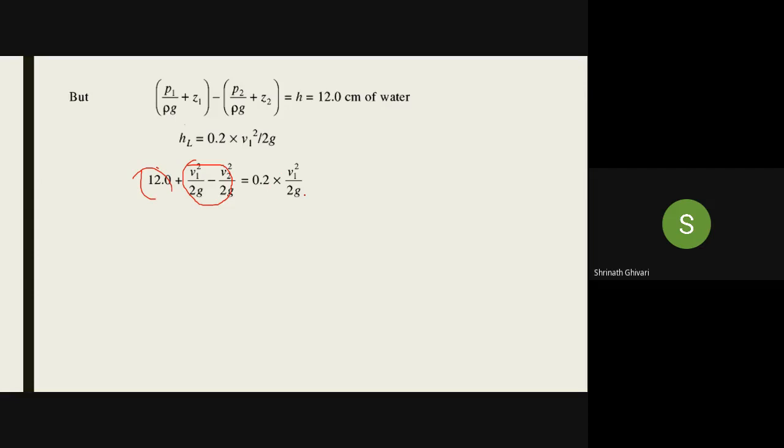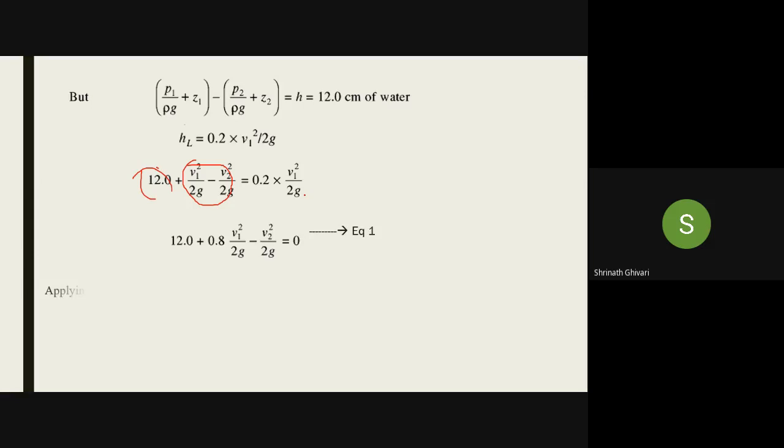Now, how many things are variable here? We don't know the value of V1 and V2 both. So we have to get an expression where we get both as the same. So we have to use the continuity equation here. See here, I have substituted this and I have got this answer. I have changed it.